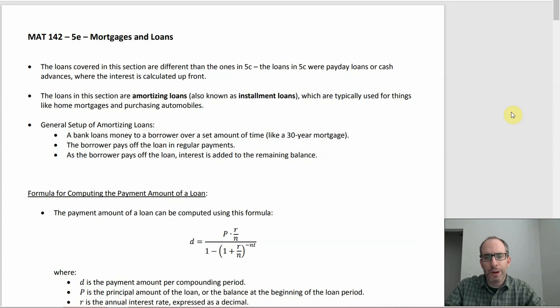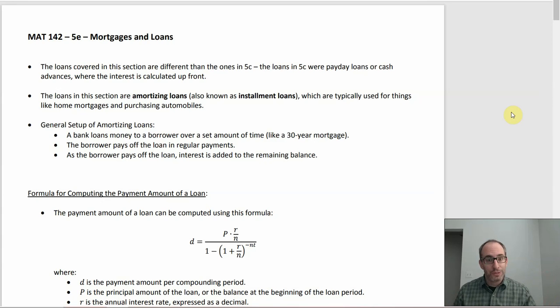This section is about mortgages and loans, like loans usually for larger purchases such as cars, because the way those loans work is a little bit different from the loans that we had in 5C. The loans in 5C, where the interest was calculated up front, are what you get for things like payday loans and cash advances, where usually those loans aren't that big and the terms of repayment, the time frame, isn't as long, right? Usually it's a year or shorter. Maybe you have ones that are like 18 months.